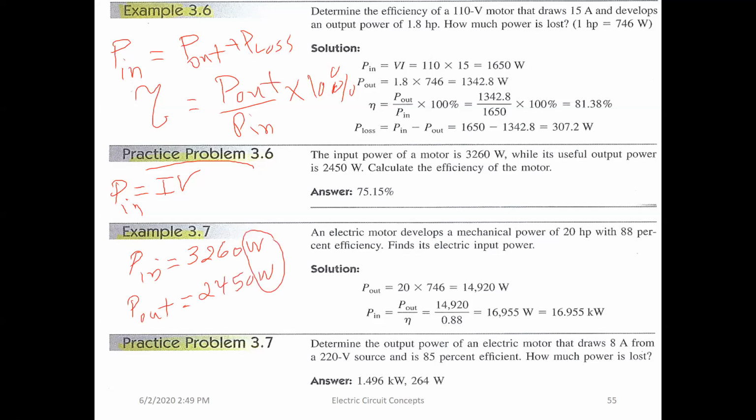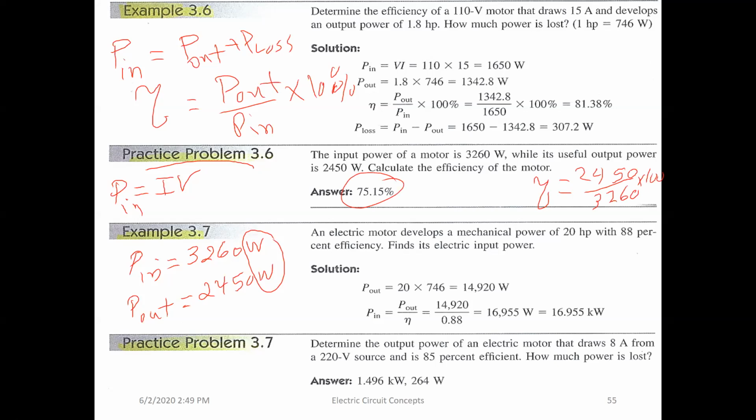Again, look at the units here, it's good, same. So there's no need for the conversion. Calculate the efficiency, very straightforward. We have the efficiency is equal to P out over Pin. P out is 2450 over 3260 multiplied by 100%. Okay, so again, you could use your calculator to determine the efficiency. We should get this number.